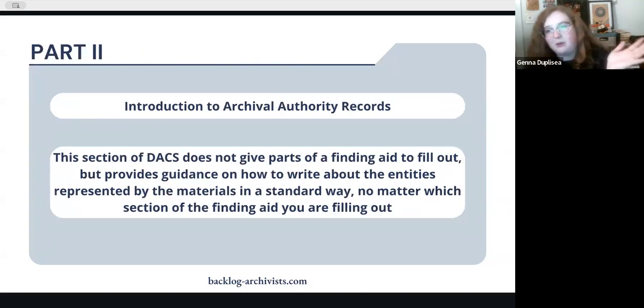So we made it through part 1. In part 2, we're talking about archival authority records. So rather than giving elements that you have to fill out for a finding aid, this section provides guidance on how you're going to write about the entities that are represented in these materials in a standard way, regardless of what section you're working in. Next slide, please.